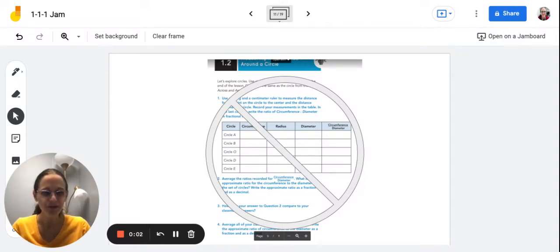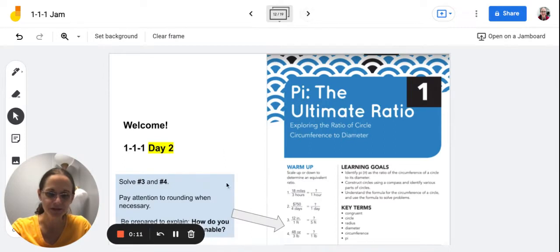The next page in your Carnegie book looks like this. It's activity 1.2, and we are not going to do this activity. We get to skip it today. So let's move on forward.